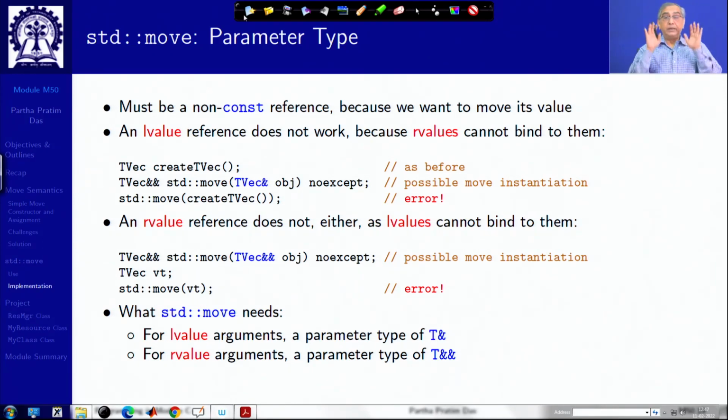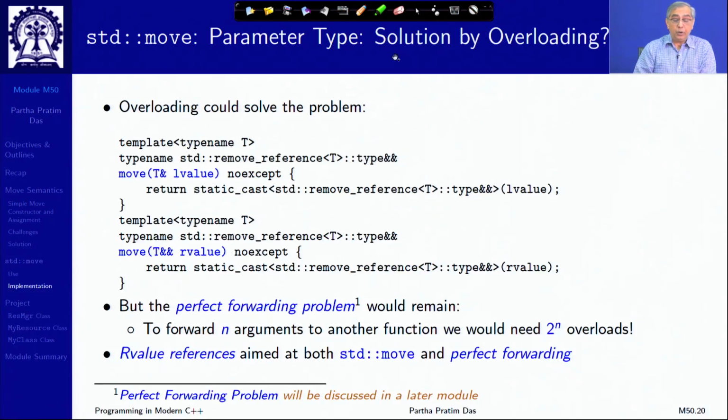So, the requirement turns out to be very simple: for Lvalue arguments I need a parameter type which is an Lvalue reference. For an Rvalue argument, I need a parameter type which is an Rvalue reference, right. So, it smells like std::move itself is smelling of overloading. So, let us try to overload.